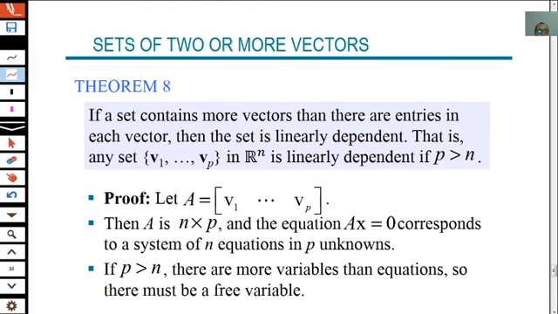So another important theorem: if a set contains more vectors than there are entries in each vector, then the set is linearly dependent. That is, any set in Rn is linearly dependent if p is bigger than n.